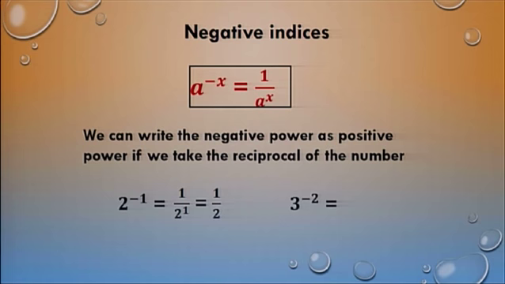Let's have a look at another example. 3 power minus 2. If we want to write it as a positive power, it is the same as 1 over 3 power 2, which is equal to 1 over 9.